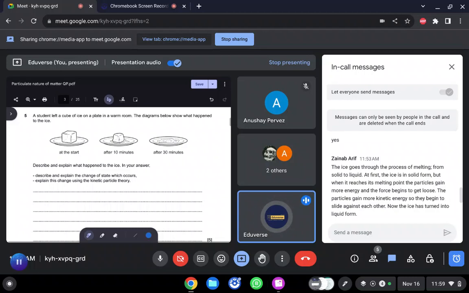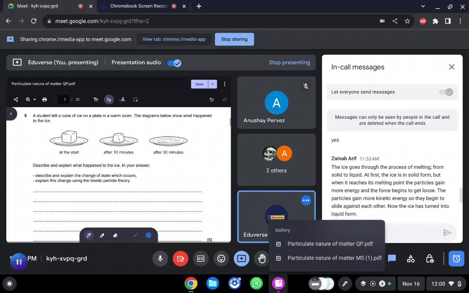Okay, as per Zenith, the ice goes through the process of melting from solid to liquid. At first ice is in solid form, but when it reaches its melting point, the particles gain more energy and the forces begin to get loose. The particles gain kinetic energy, so they begin to slide over each other. Now the ice has turned into liquid form. Okay, it's fine. Very good responses, very few mistakes. Keep it up. Keep improving yourself. Okay, I'm moving towards the next question.